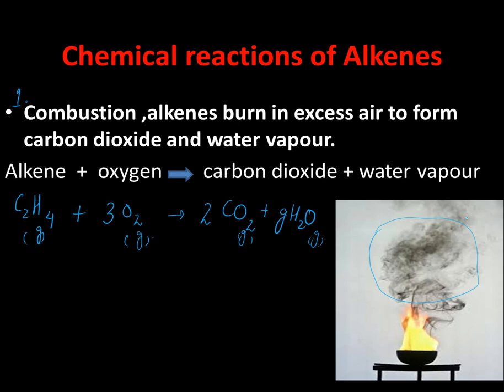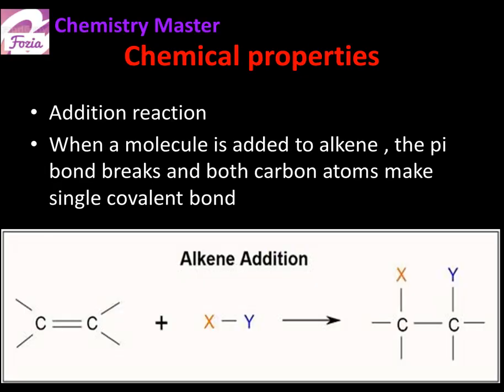Now the next reaction is very important, and that's addition reaction. To understand addition reaction, first I will explain what addition reactions are and how they happen. So you see there is a compound having a double bond in it, and in the beginning I told you one is a sigma bond, which is a stronger bond, and the next bond is always a pi bond, which is a weaker bond.